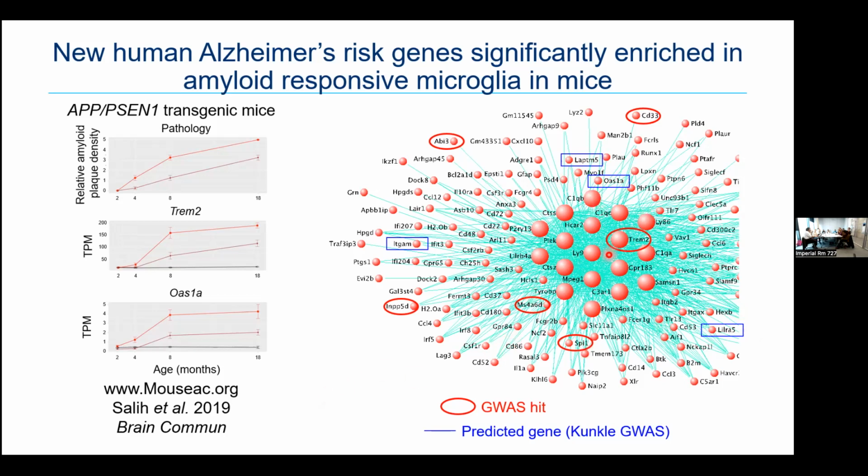So these genes are mainly expressed by the innate immune system, and we call this the amyloid responsive network. So that's where we're up to. All of our data is available from these mouse gene expression studies on the Shiny app as well, so you can check your favorite genes later.